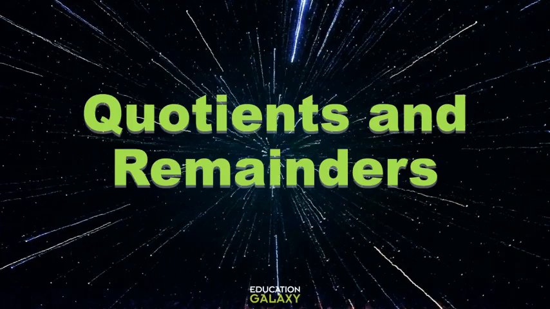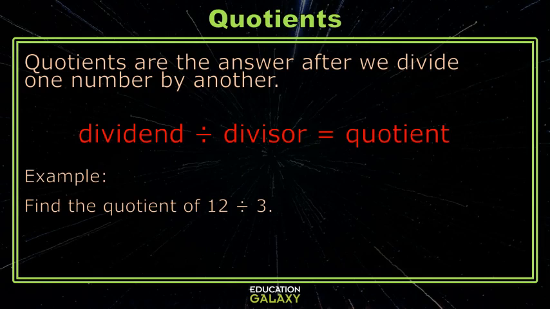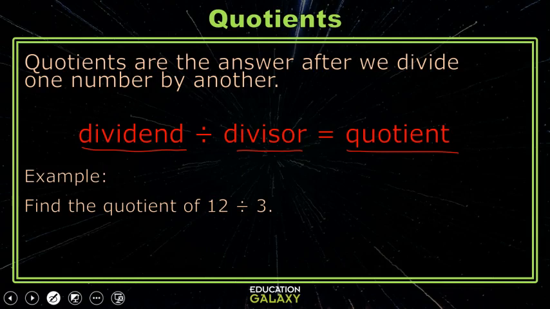Welcome to a lesson on quotients and remainders. Quotients are the answer after we divide one number by another. So we have the dividend divided by a divisor, which equals our quotient. For example, find the quotient of 12 divided by 3.